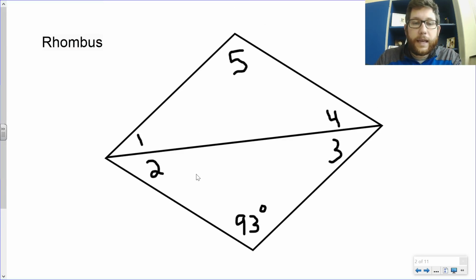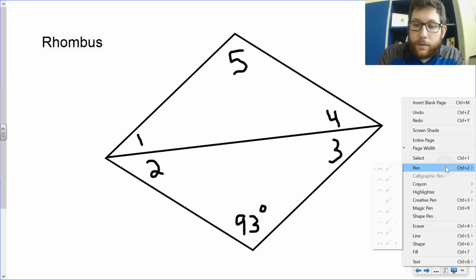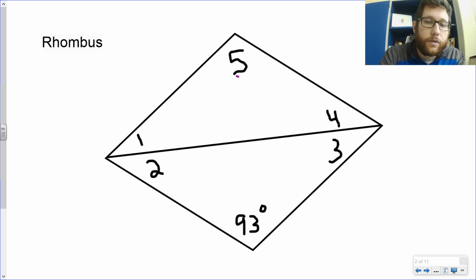So in this case, we want to solve for the missing angles. Now, because rhombuses are parallelograms, we happen to know that opposite angles are congruent. So this guy right here would be 93, right? And then I need to solve for these missing angles down here.